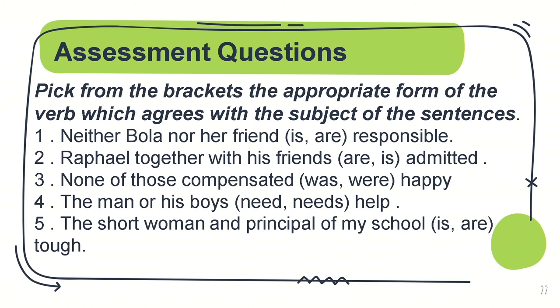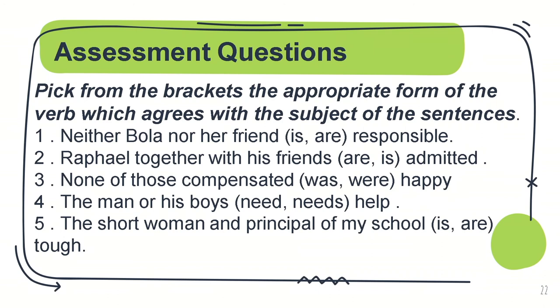Number one, neither Bola nor a friend is or are responsible? Now the answer to that is is. That is because Bola and a friend are two singular subjects. And two singular subjects joined together with nor, we usually take a singular verb. So the answer: neither Bola nor a friend is responsible.